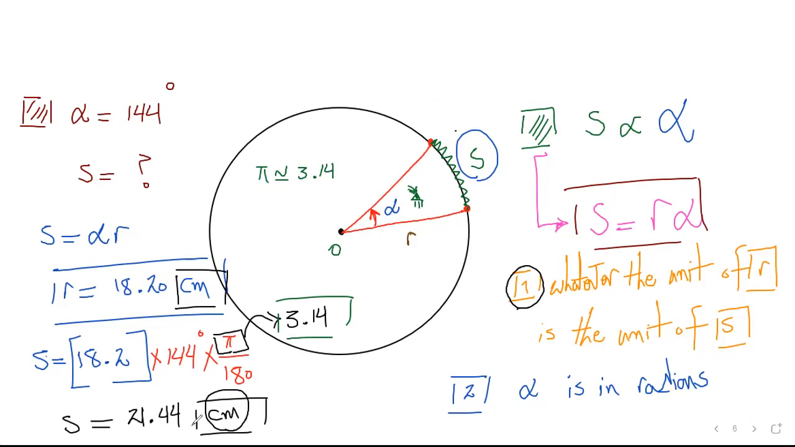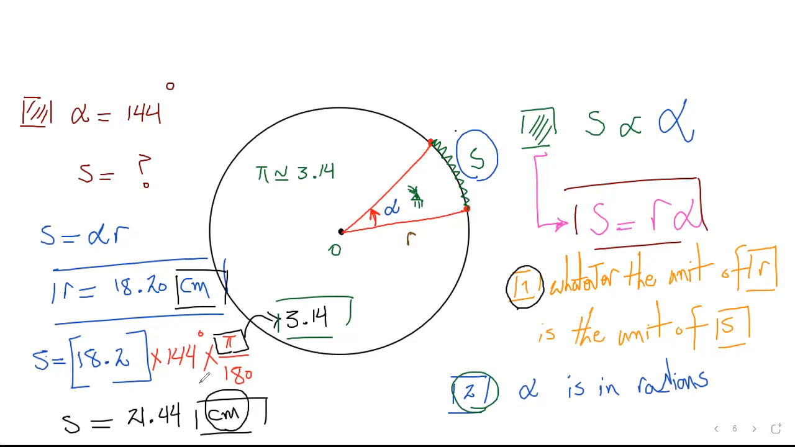Any question? Everybody's fine? Now you see that it's such an easy problem to find the arc length. We multiply the radius times the angle facing the arc, but the angle has to be measured in radians, as this is our point number 2. Now, we move on to the last part.